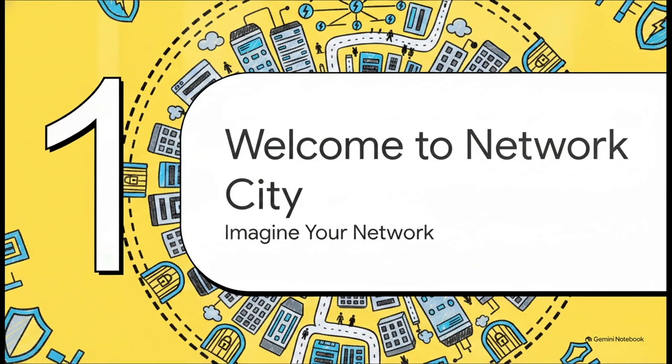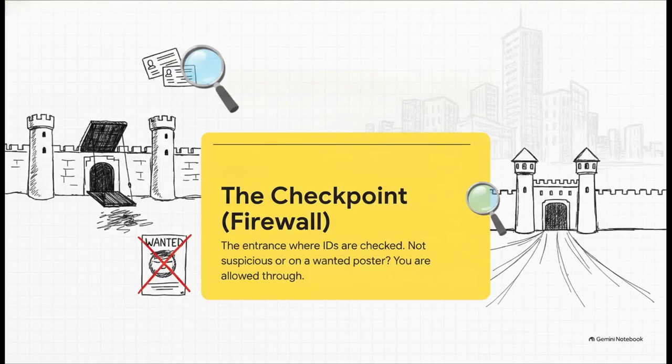Section 1. Welcome to Network City. Let's build this mental model together. Okay, so any well-run city has defined borders, right? And gates controlling who gets in. Let's start right there at the perimeter. Think of your standard firewall as the checkpoint. It's basically the front gate. When traffic shows up at the city limits, its ID gets checked. If it doesn't look overtly suspicious, or if there isn't an active wanted poster out for it, the gate just lifts up and it is let inside.